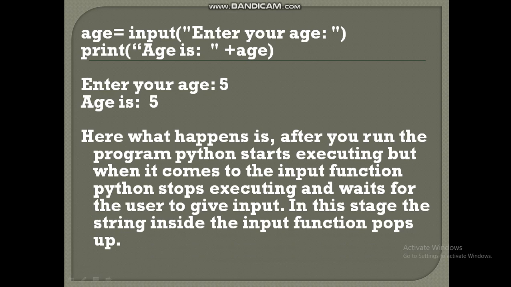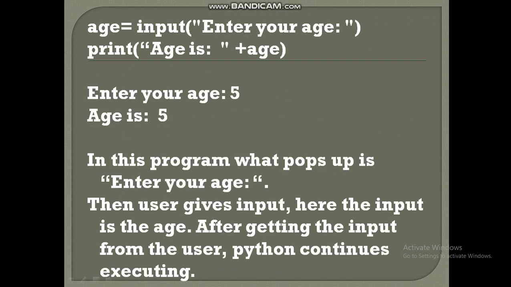Here what happens is, after you run the program, Python starts executing, but when it comes to the input function, Python stops executing and waits for the user to give input. In this stage, the string inside the input function pops up. In this program, what pops up is "Enter your age." Then the user gives input. Here the input is the age. After getting the input from the user, Python continues executing.